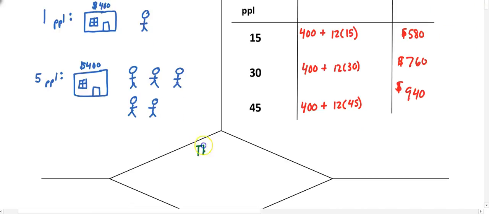So in our diamond, we would say the cost depends on the number of people attending the banquet. Or we can just say people attending.